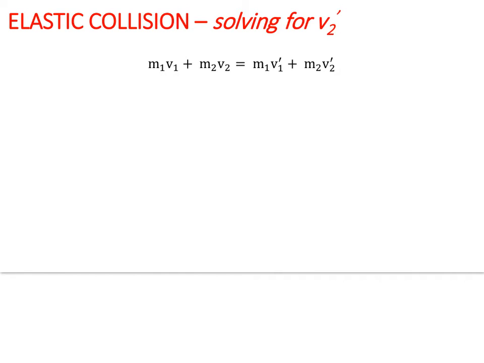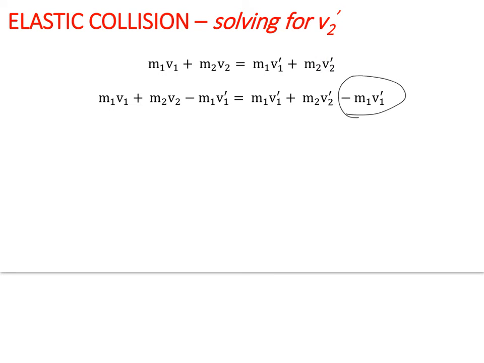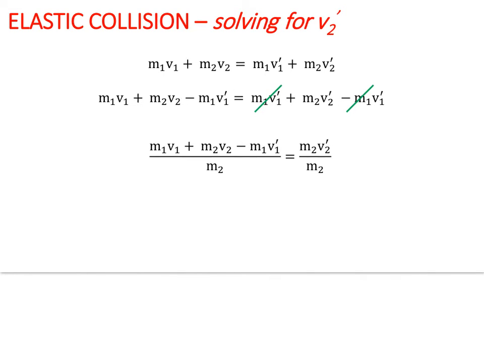We'll do pretty much the exact same thing when solving for v2 after the collision. So we want to isolate this v2 after. We're going to do that by getting rid of m1v1 after first. You do it the exact same way by subtracting from one side and subtracting from the other. You can see that it cancels out on the right, and we're left with all of this over here on the left side.